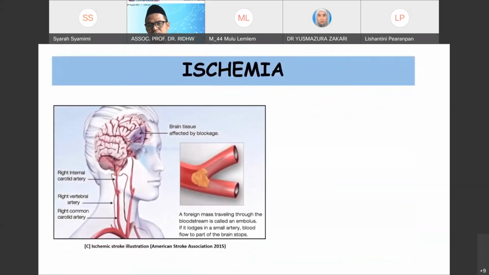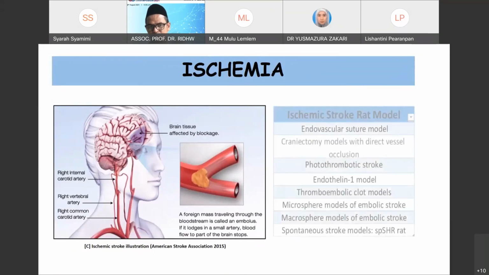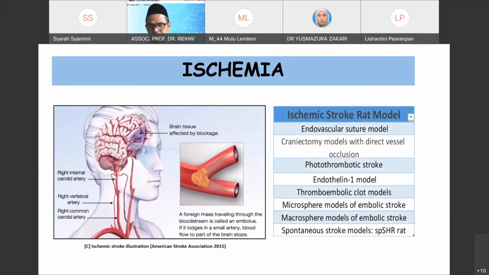What is ischemic stroke? Ischemic stroke is due to the blockage of a blood vessel by a foreign mass that we call an embolus, which blocks the blood flow to the brain area. This lack of blood supply causes brain cell death and causes a disease called stroke. There are many methods to establish an ischemic stroke model, but in this study we chose the ET-1 model, which uses the vasoconstrictor protein endothelin-1 to constrict the blood vessel in a specific area.